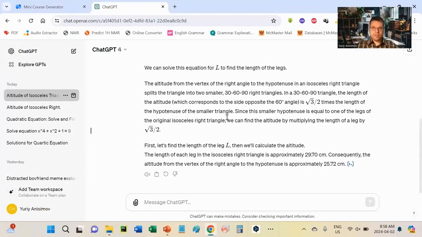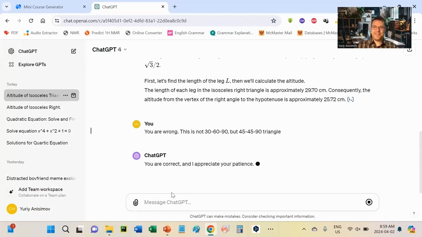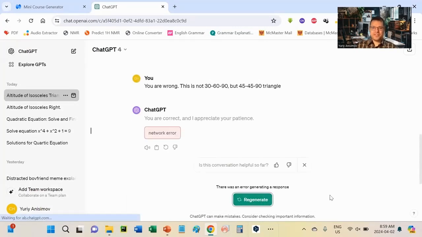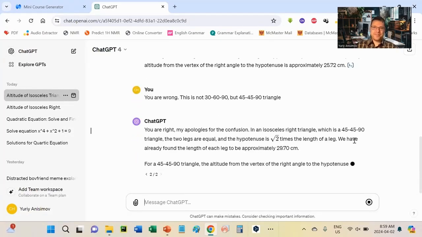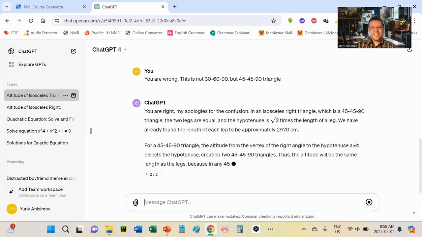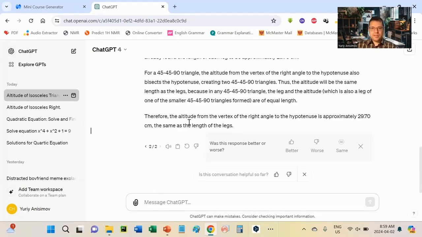However, I can point out its mistake and say, you are wrong. This is not a 30, 60, 90, but a 45, 45, 90 triangle. Okay, you're correct. I appreciate your patience. Good. It's polite. Network error. Regenerate. Now it says my apologies for the confusion. So ChatGPT is very polite. Okay, now therefore the altitude is approximately 29.7, the same as the length of the legs.